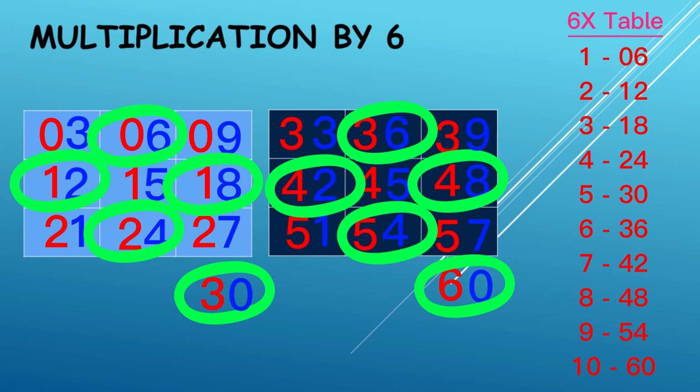Have you seen them? So you realize that 6 times 1 is what? 6. 6 times 2 is 12. 6 times 3 is 18. 6 times 4 is 24. 6 times 5 is 30. 6 times 6 is 36. 6 times 7 is 42. 6 times 8 is 48. 6 times 9 is 54, and 6 times 10 is 60. Wow. Well done.